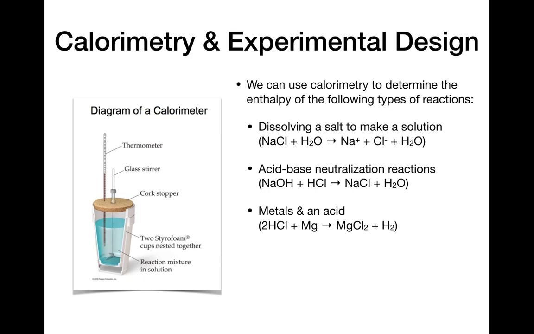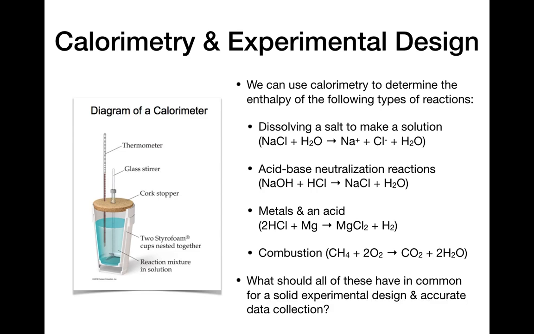We put metals and acid together, like hydrochloric acid again plus magnesium. It's going to give magnesium chloride plus hydrogen gas. And of course combustion reactions. Here's the combustion of methane. Remember, combustion always requires oxygen as one of the reactants and always produces carbon dioxide and water.